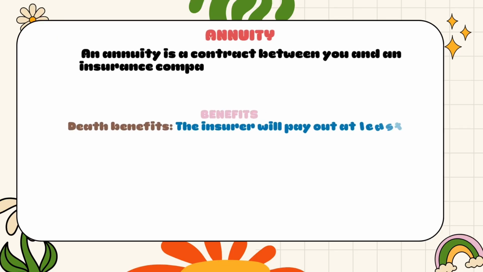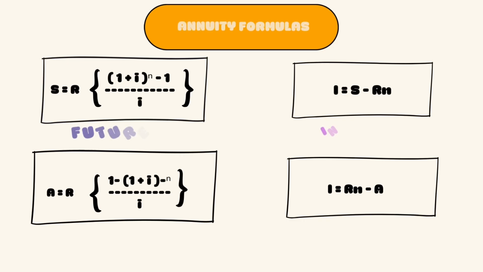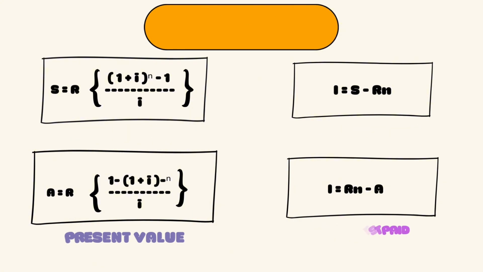So an annuity is a contract between you and an insurance company that provides you with a series of payments in exchange for a premium or premiums you pay. The benefit of annuities is that the insurer will pay out at least the amounts you paid in. Besides living benefits, annuities can pay out in lump sums or provide a guaranteed income for life. And here are some formulas in annuities that we will be using for the next question.